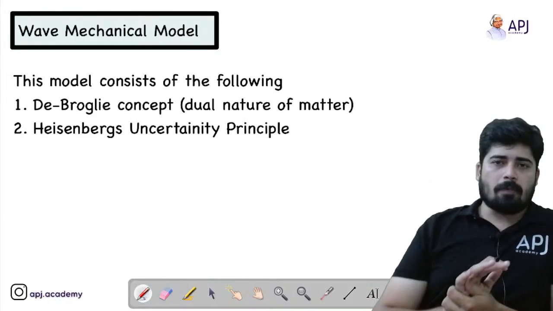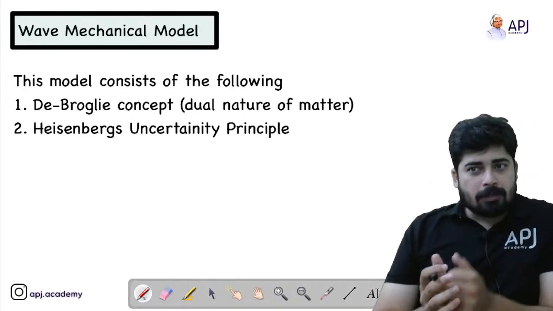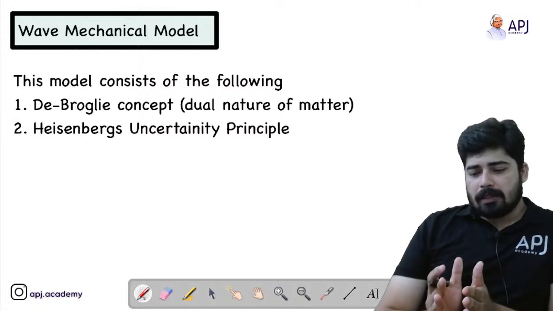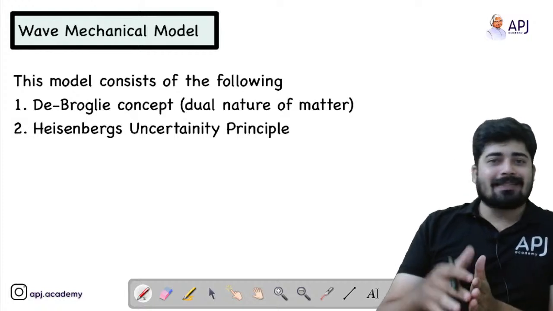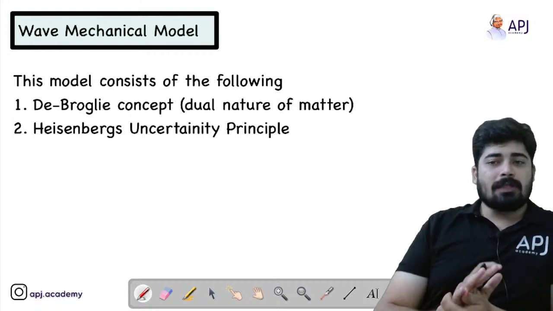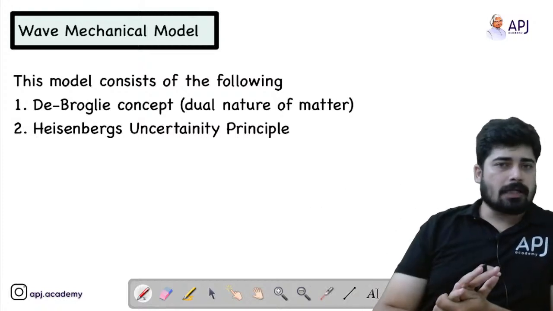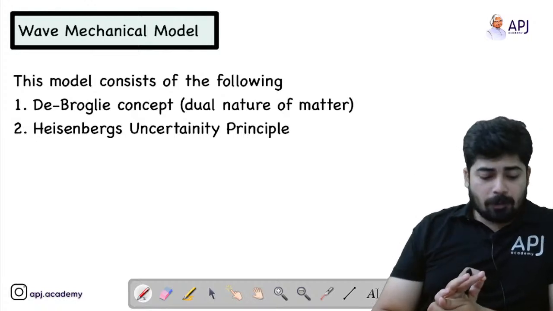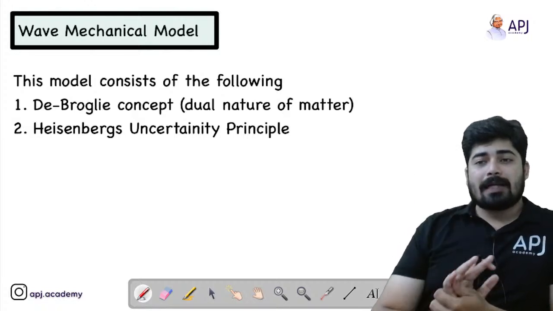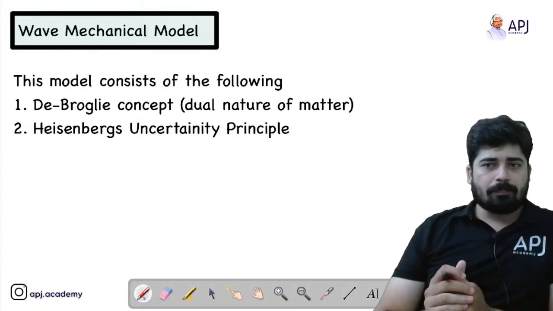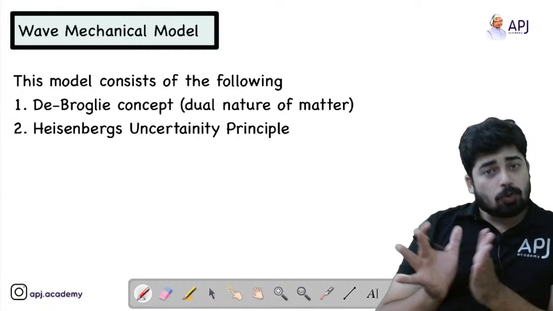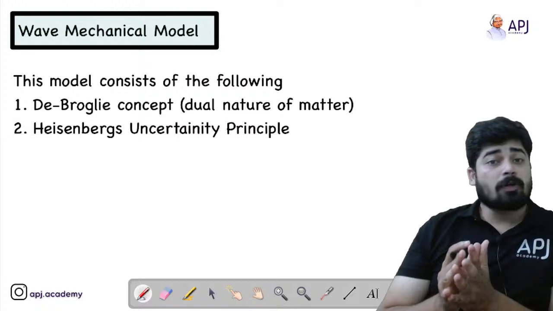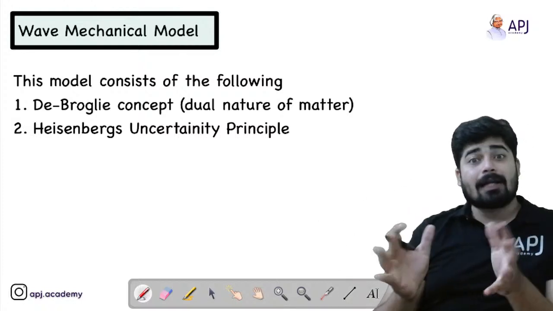In the wave mechanical model, basically you have 2 concepts to study. Both are very important. When you check the previous year questions, you can see certain questions have been asked from the de Broglie concept and also from Heisenberg's uncertainty principle. So it's an important topic, and here you have to understand that this wave mechanical model consists of 2 concepts. One is the de Broglie concept, that is the dual nature of matter. De Broglie is the scientist who brought the concept of dual nature. The matter has dual nature.